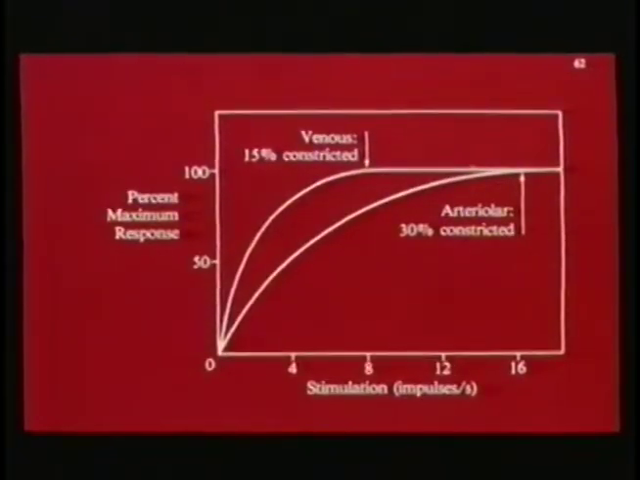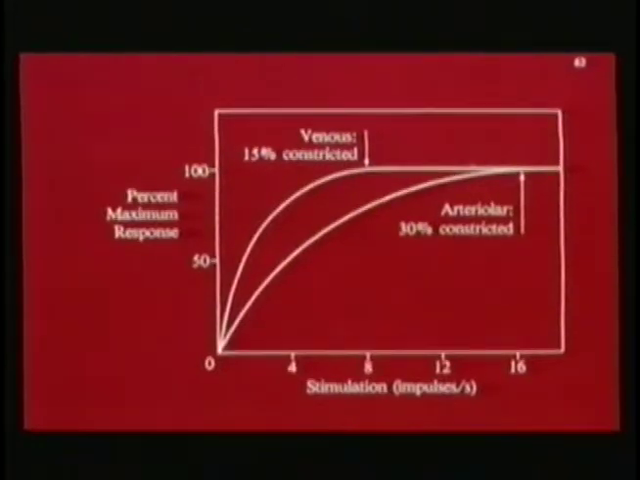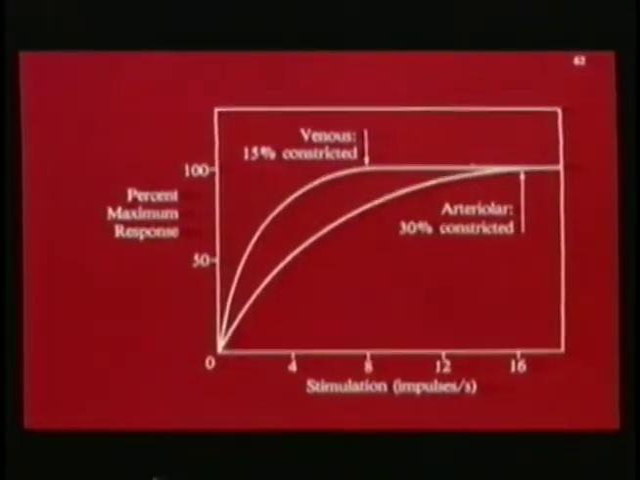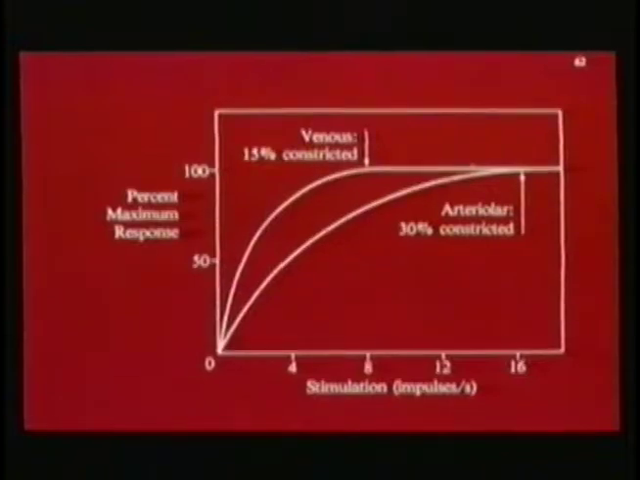62. When the frequency of stimulation is gradually increased, the venous vessels reach their maximally constricted state before arterioles. Venous vessels normally operate much closer to their maximal response level. With maximal stimulation, arteriolar vessels can constrict by about 30%, and the venous vessels by about 15%.